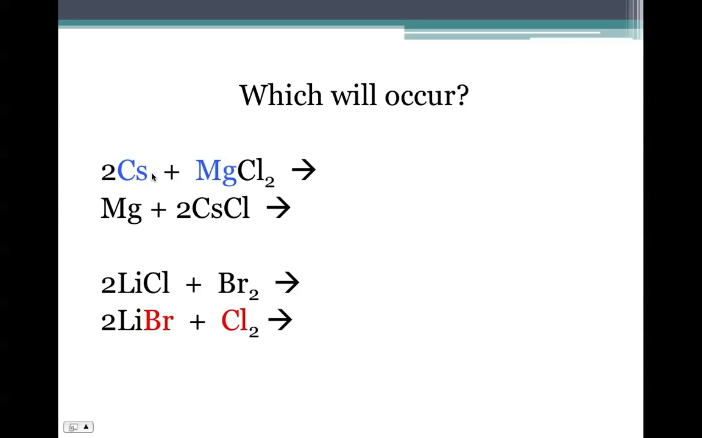So in this case, Cs is above Mg on table J, so this will actually occur to create magnesium and then cesium chloride. However, magnesium is not above Cs, or cesium, so there's no reaction.